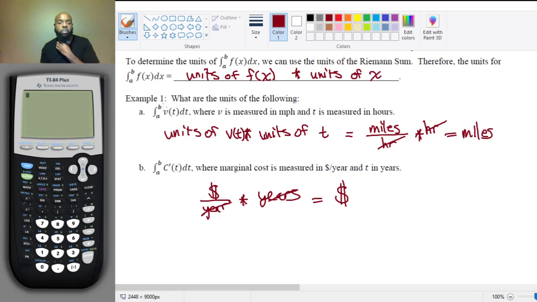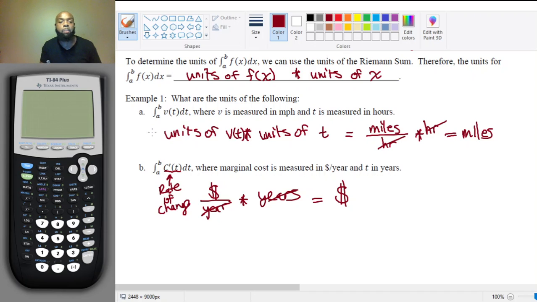The units of this previous integral is miles. And so this gives us the units, and now we just have to incorporate what we've known about the integral, right? In both of these cases, notice here, this is not c of t, it's c prime of t. It's a rate. This is a rate of change.